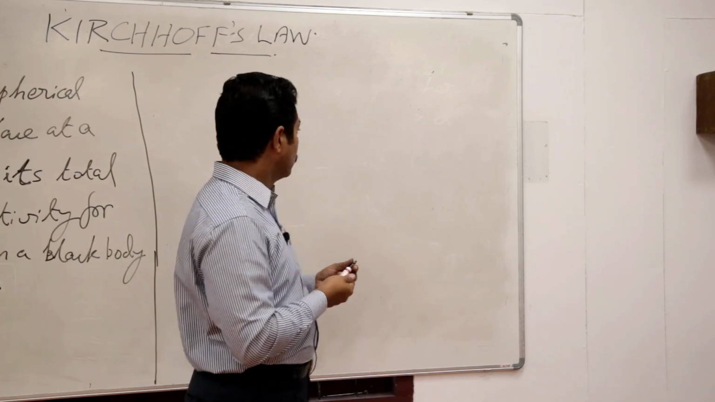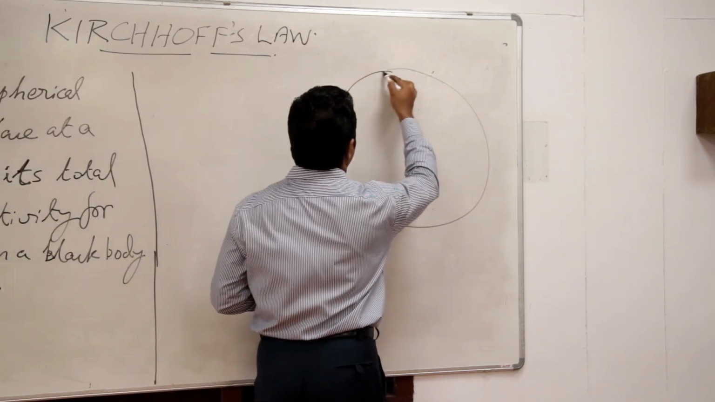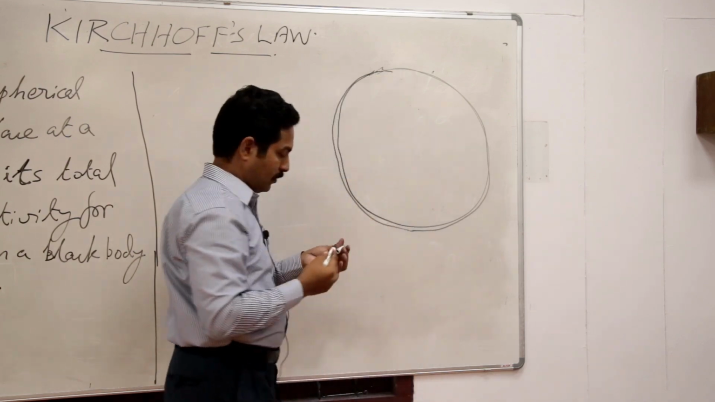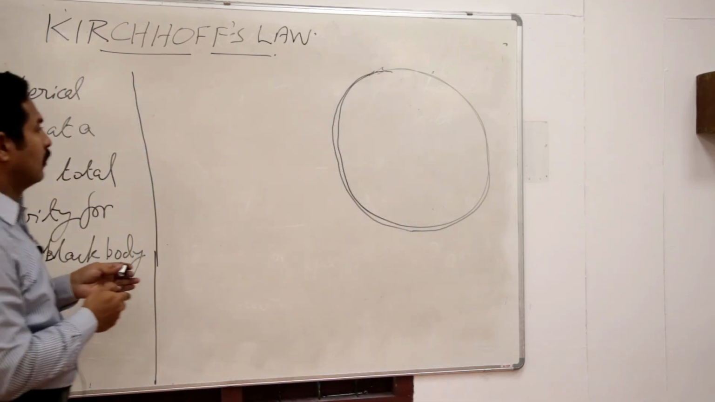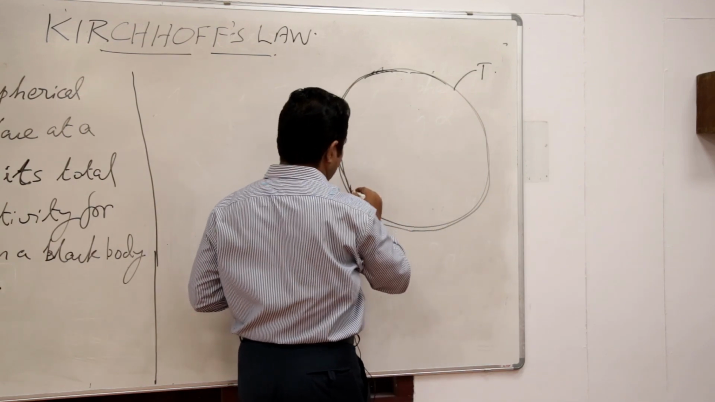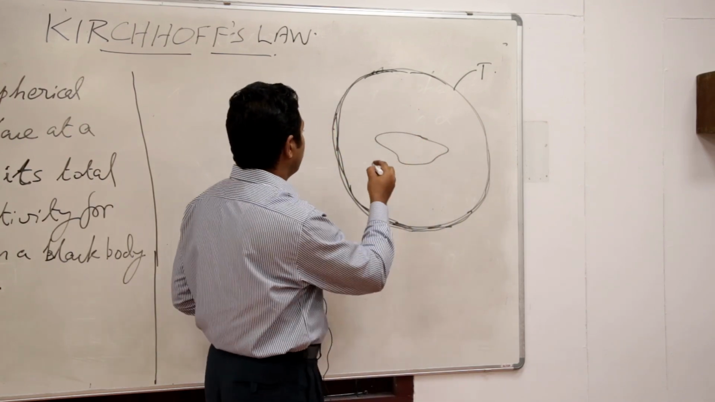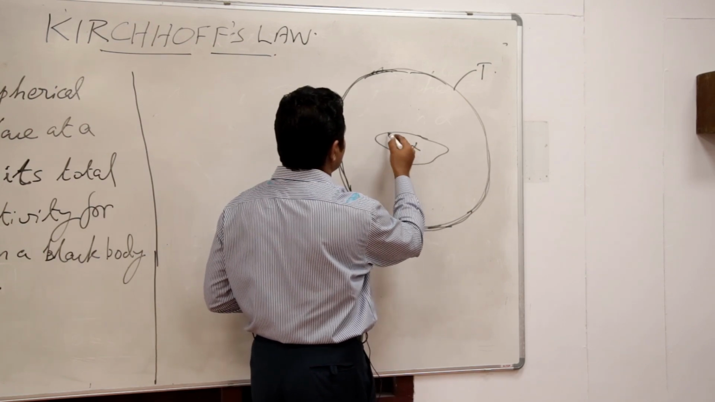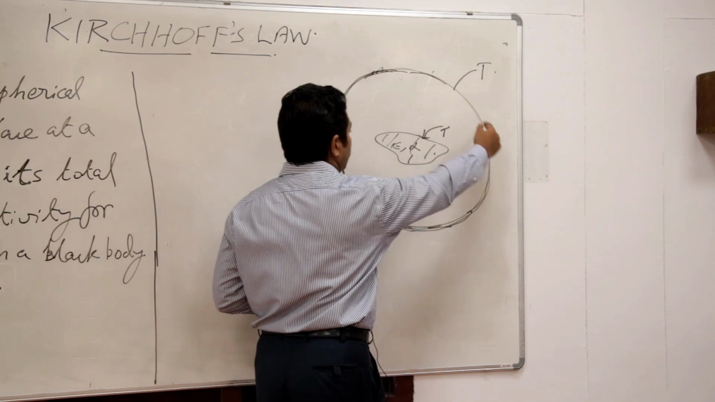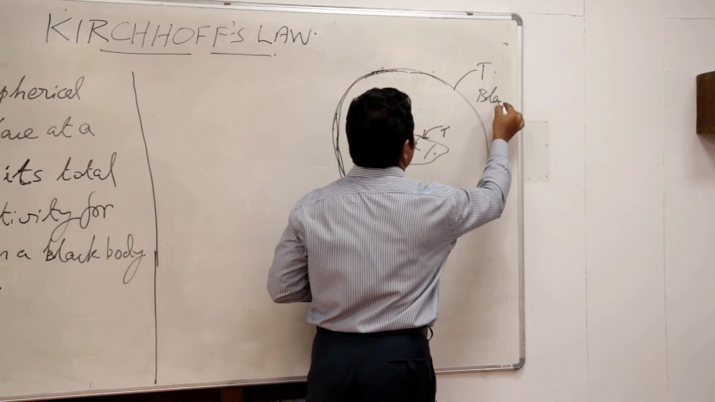Kirchhoff's law. He found out this Kirchhoff's law. What this Kirchhoff's law says: suppose I am considering an enclosure. This enclosure is at a temperature T. So this enclosure I can consider as a black surface, with radiation coming from a black body. There is a small object inside, and again its temperature is T. So a big enclosure having a temperature T is a black surface.